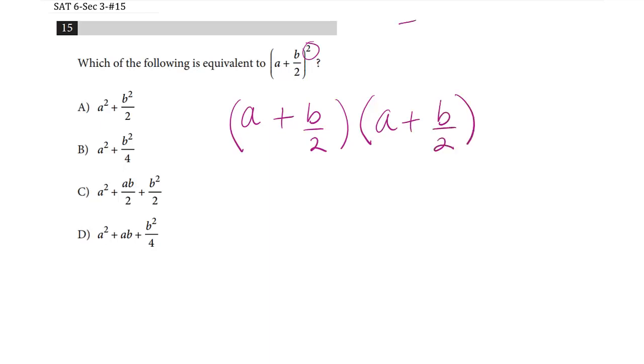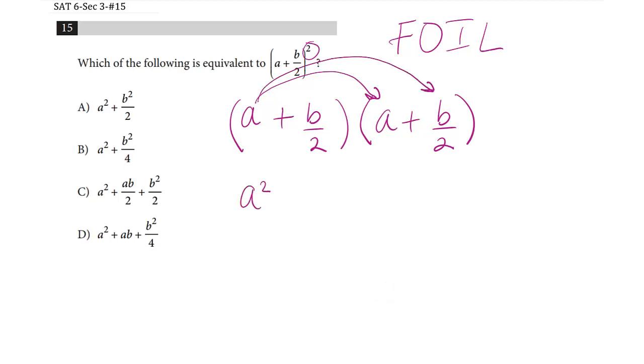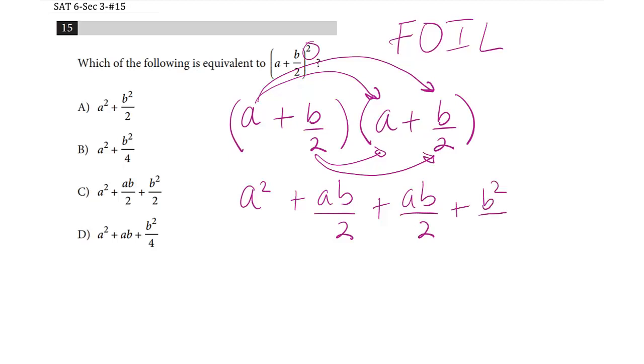And foiling, once again, stands for first, outer, inner, last. First stands for the first numbers multiplied. A times a becomes a squared. The product of a times b over 2 becomes ab over 2. And the product of a times b over 2, once more, is ab over 2. And the product of b over 2 times b over 2 is simply b squared over 4.